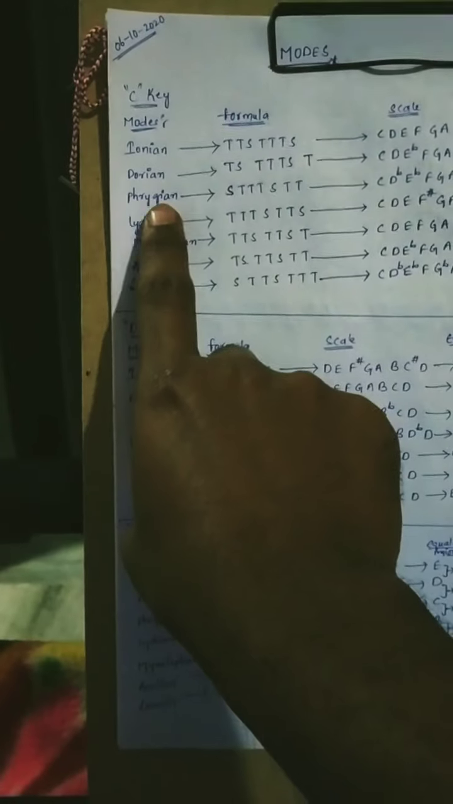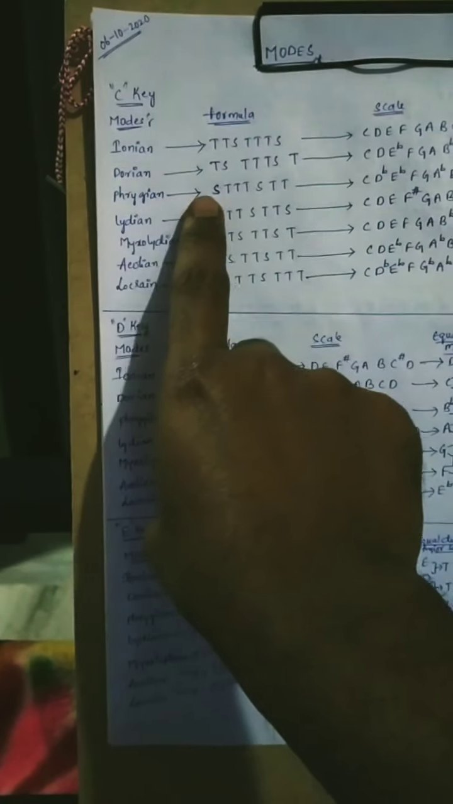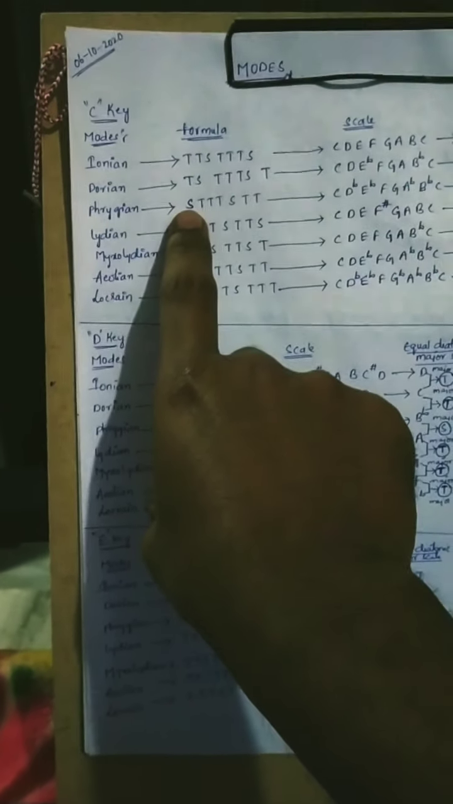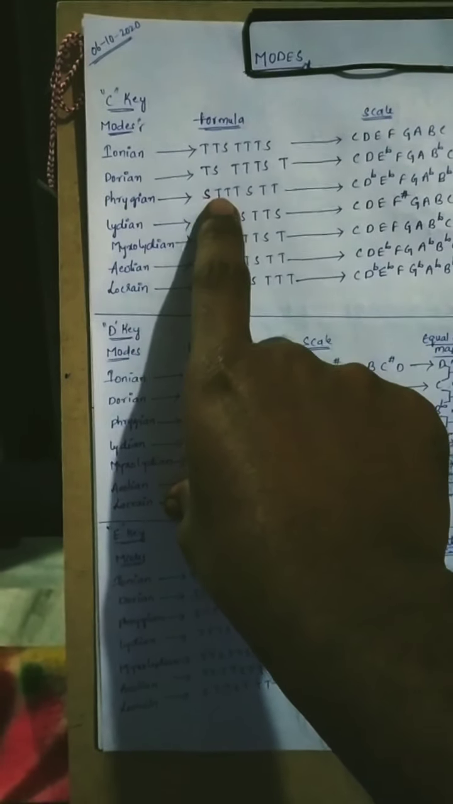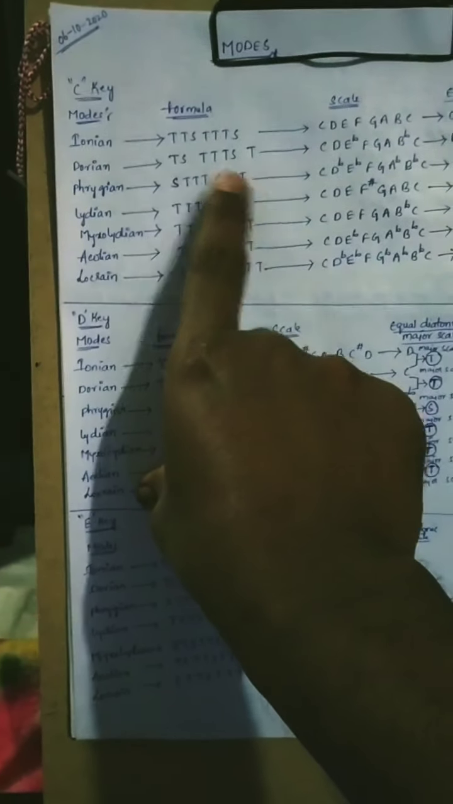When we apply in the same way the formula for Phrygian scale, which comes from the diatonic major scale formula, semitone tone tone tone semitone tone tone, to the tonic C key, we get this scale C, D flat, E flat, F, G, A flat, B flat, C, which is equivalent to the diatonic major scale A flat.